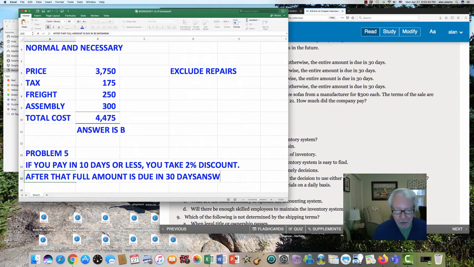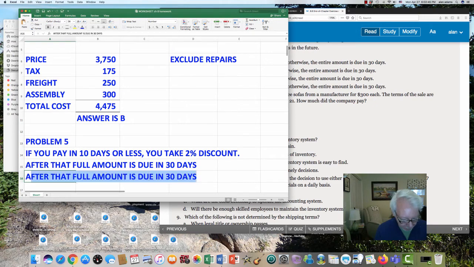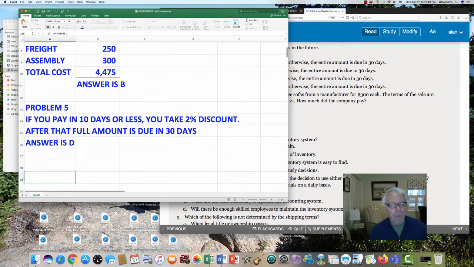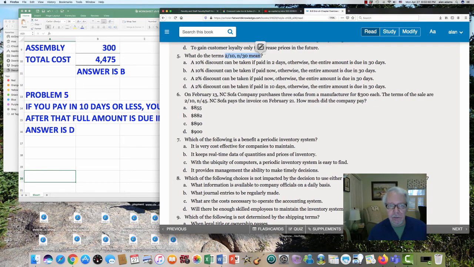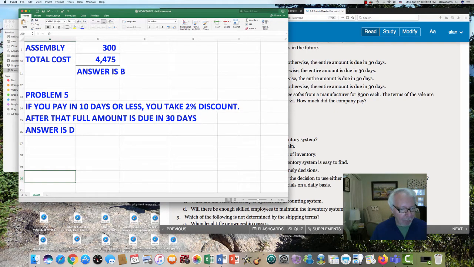Okay, let's put that on a separate line just so we're not so sloppy here. Answer is D. Okay, there it is right there. A 2% discount can be taken if paid in 10 days or less. Otherwise, the entire amount is due, but no later than 30 days. Okay? All right. Next, we have problem number 6.